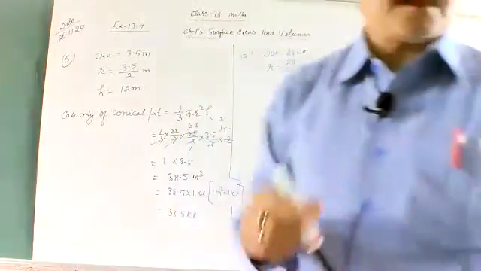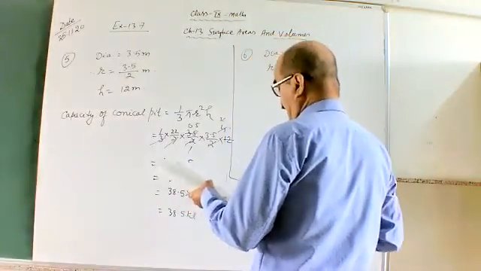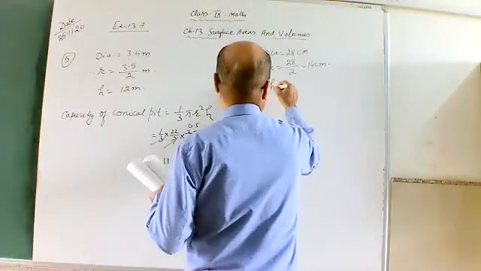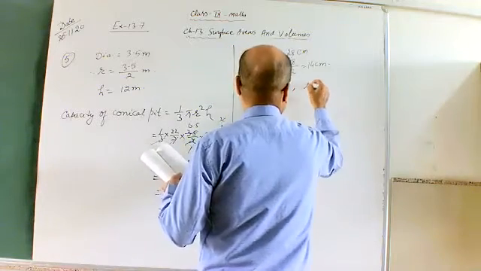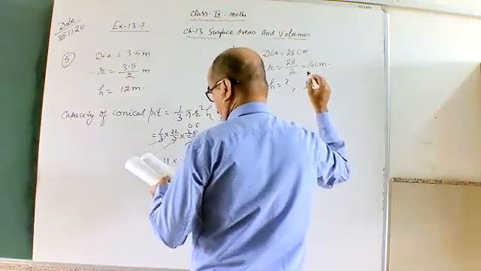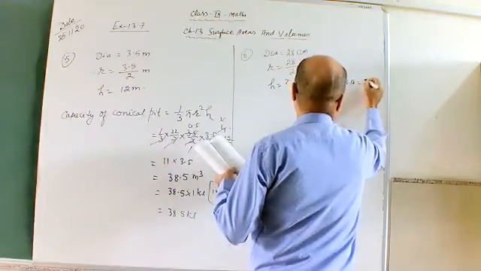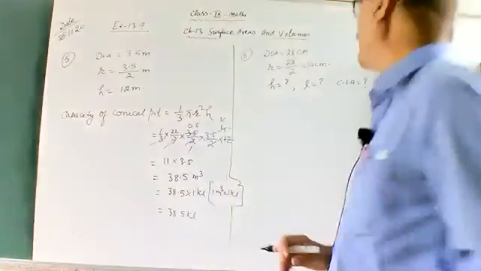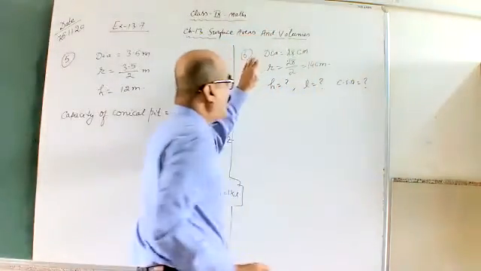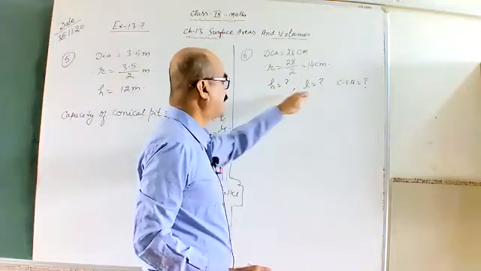And now you need to find the height of the cone, slant height of the cone, and curved surface area of the cone, CSA. That is, you need to find these three things. So what is unknown here? We know the value of r, but we don't know the value of h and l.